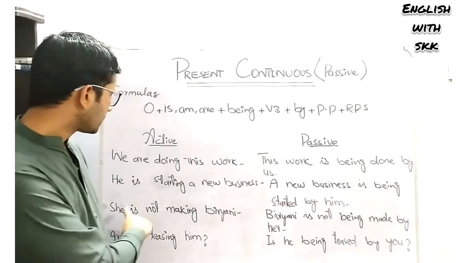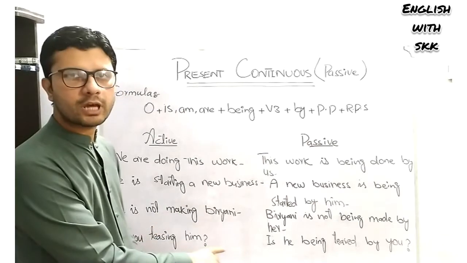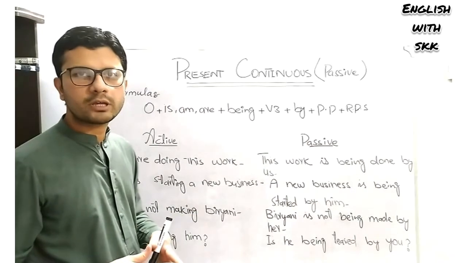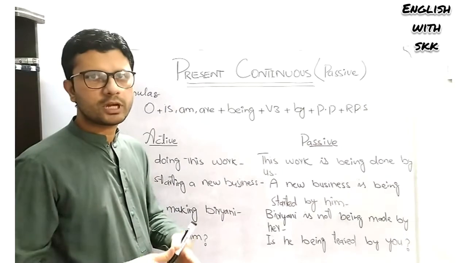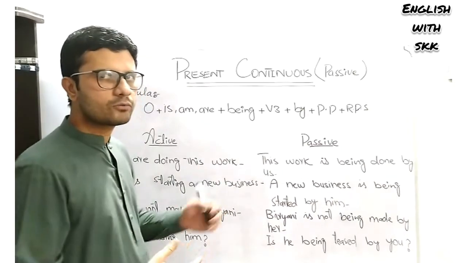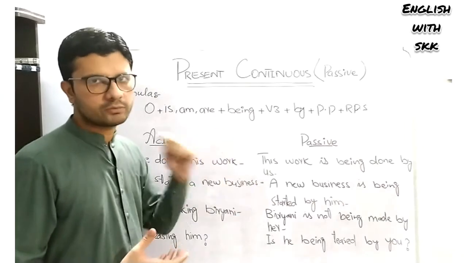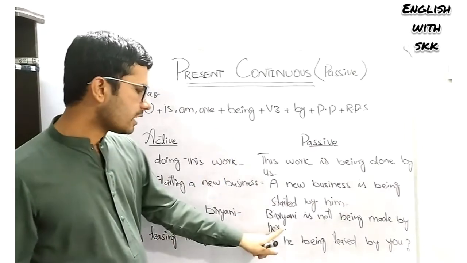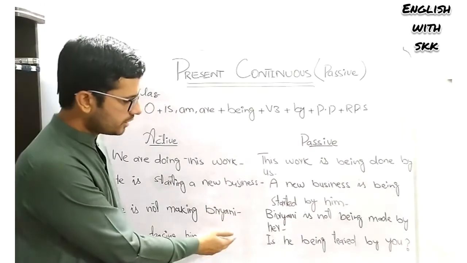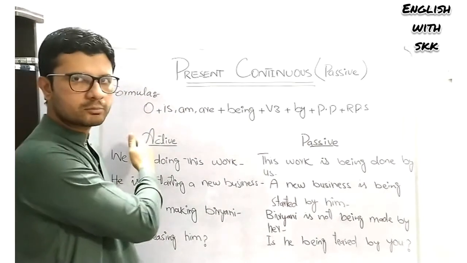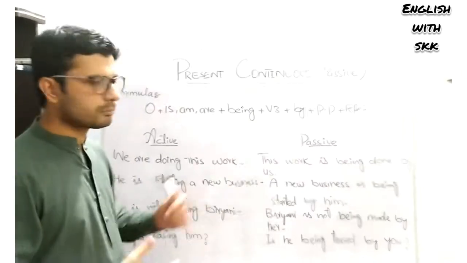Next example, she is not making biryani. Now we have to convert this sentence into passive voice. Biryani, this is the object, but we will use it in the start because now we are converting into passive voice.